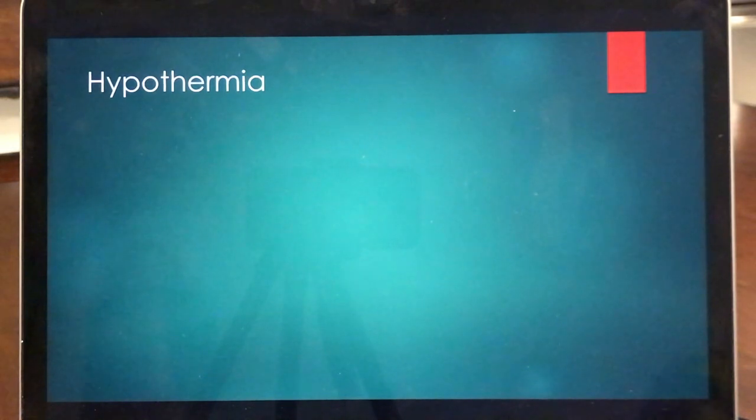So you have to just be very aware that if your patient has a low temperature, you need to start warming them up immediately. And if we use a bear hugger, of course, remember to recheck their temperature every 15 minutes.